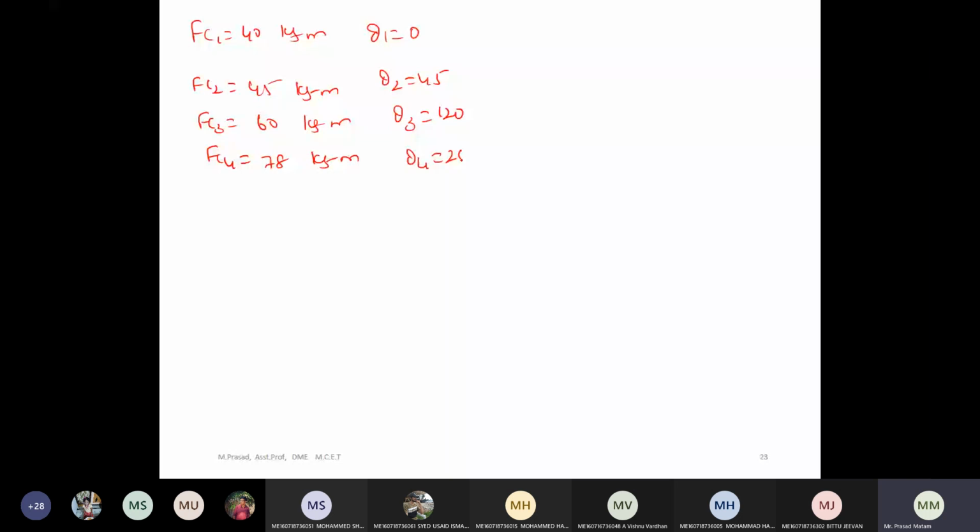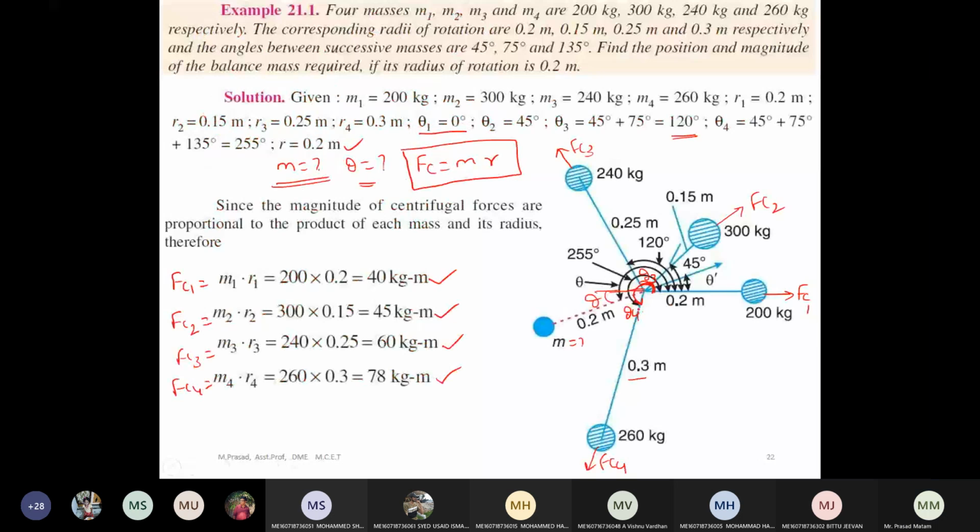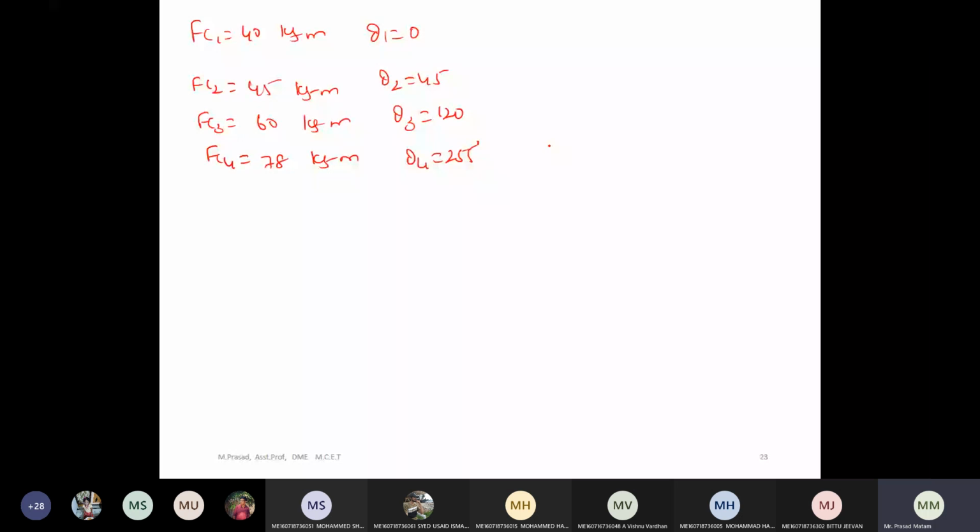Let me explain how we are getting these values again. The first mass makes an angle of 0 degrees, and they have given the successive angles. Between the first and second mass, the angle is 45 degrees. Between the second and third mass, the angle is 75 degrees. Theta 3 is the sum of 45 plus 75, which comes to 120 degrees.